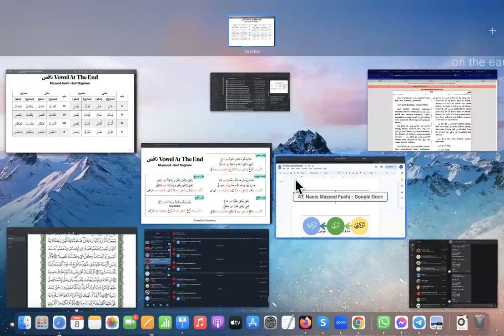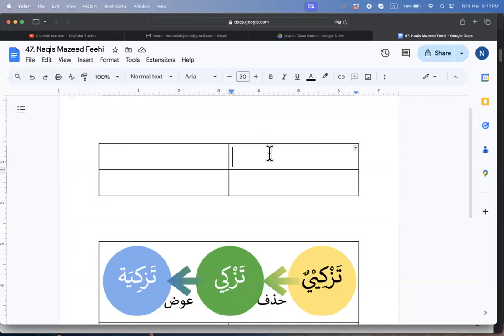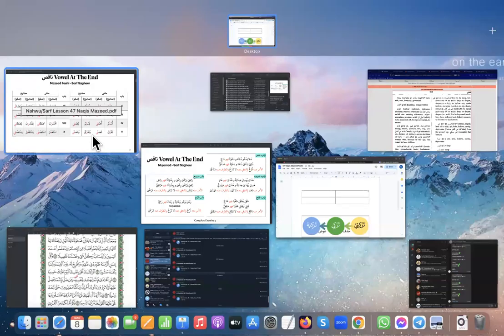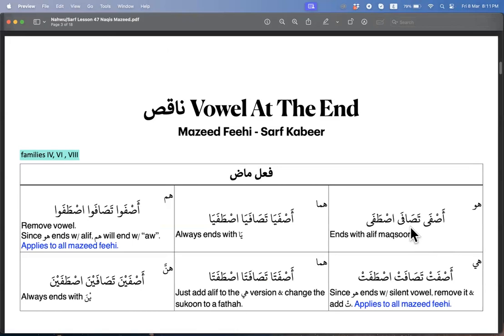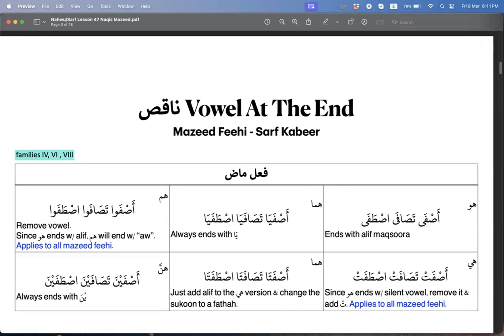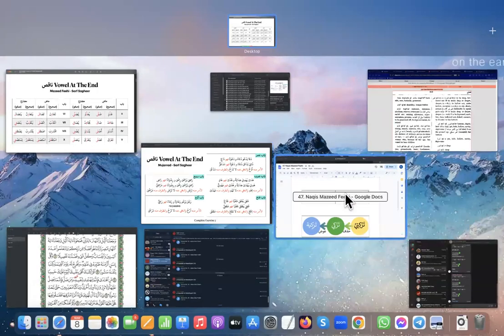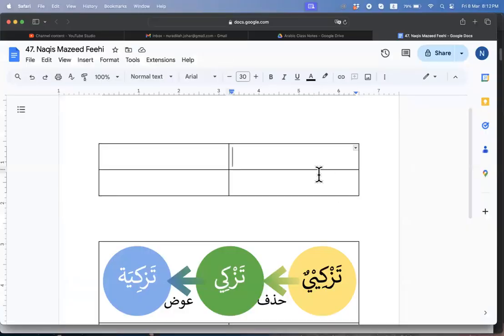Let's do the madi chart. Wait, hold on. What I have here is family 4, family 6, and family 8. So we'll do one that is not here so that we have practice. Okay, so let's do family 3, maybe. Sofa is huwa, madi huwa. What about madi huma? Oh, this one, sofa, sofaya. Yes, good. Sofaya.